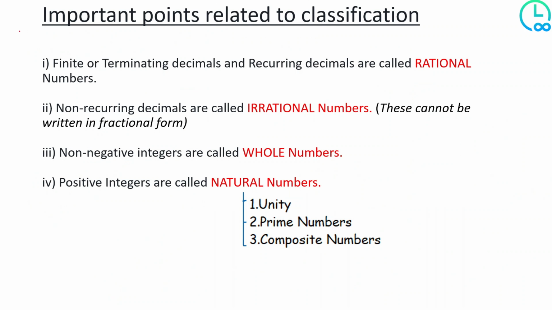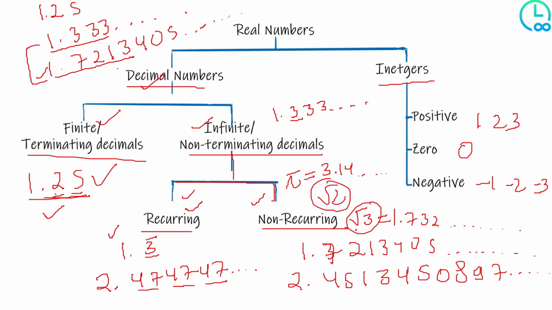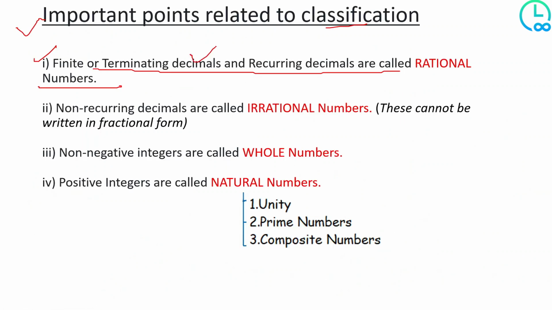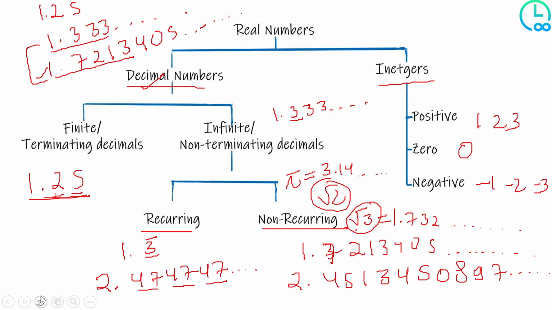Now see a few important points related to your classification. First point: finite or terminating decimals and recurring decimals are called rational numbers. The definition of a rational number is that a number that can be written in p by q form is called a rational number. Just read this statement: terminating decimals and recurring decimals are called rational numbers. So these two are rational numbers.